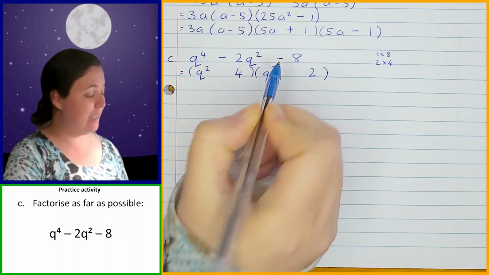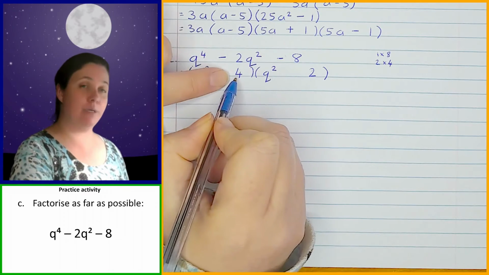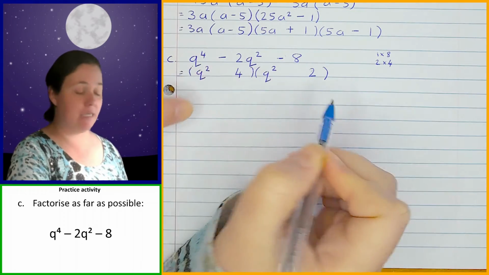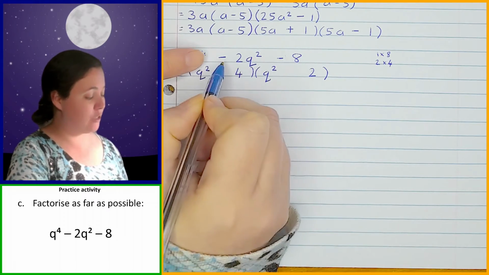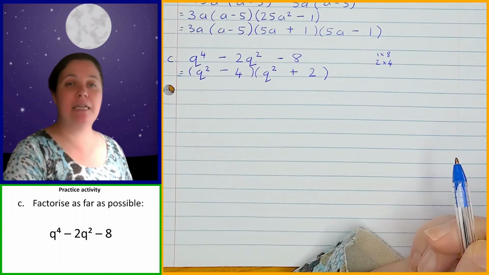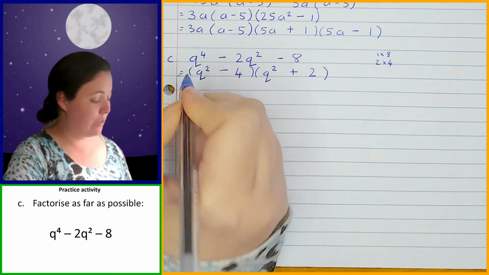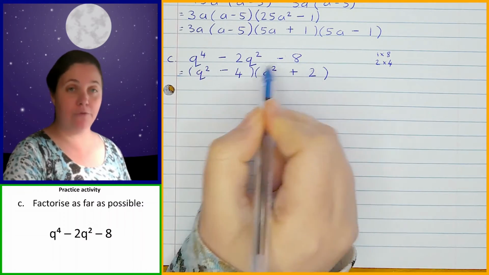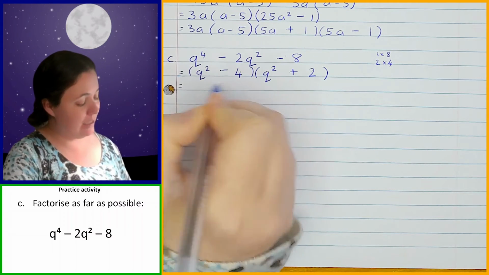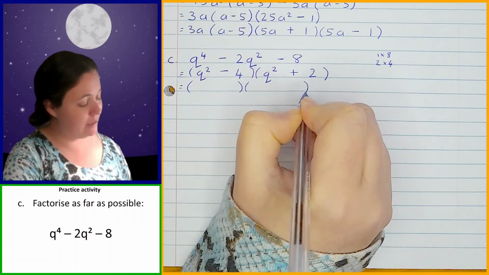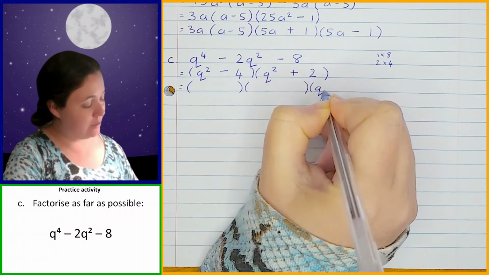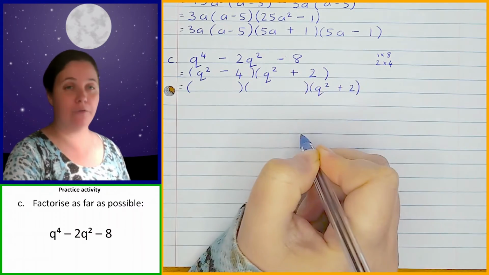Okay, then my signs. The bigger number is going to get the sign of the middle term. Because it's negative, they're going to be different signs. So I have 4, which is bigger, and is going to get the minus, and then the 2 is going to get a plus. Now I need to check and see if I can factorize anything here further. Okay, now I can. I can't factorize this one further, but I can factorize this one further over here. So this bracket I'm going to split up into 2 new brackets. And then I also need to still write down what's left. So I'm going to put over here the q squared plus 2 over there as well.